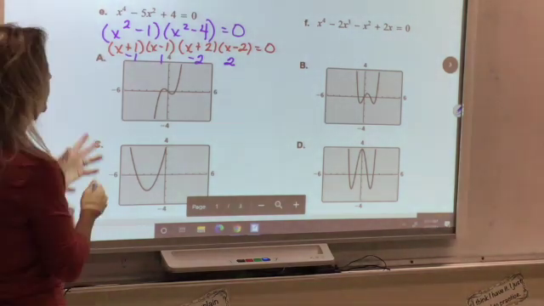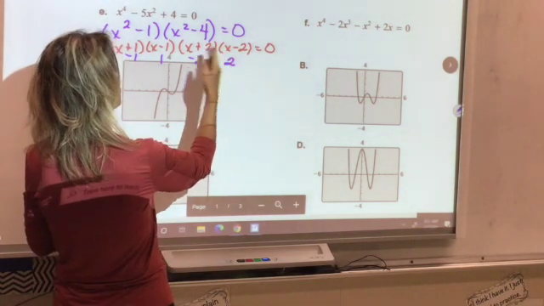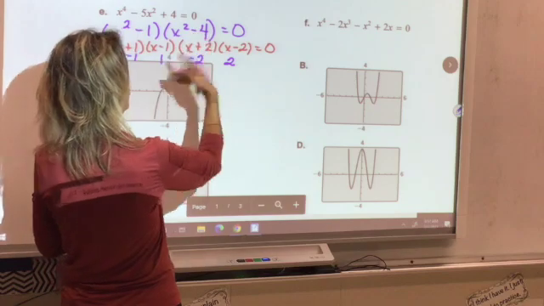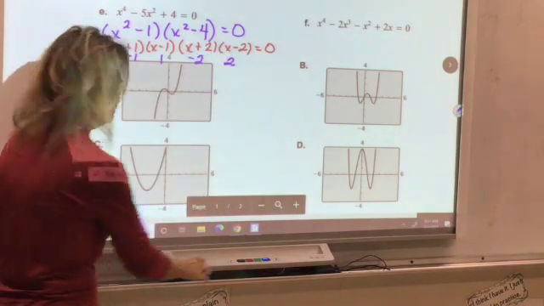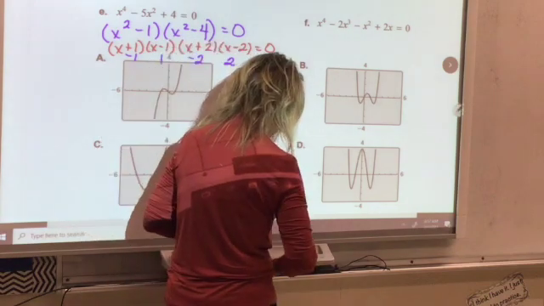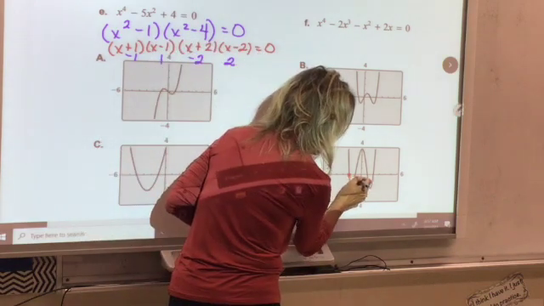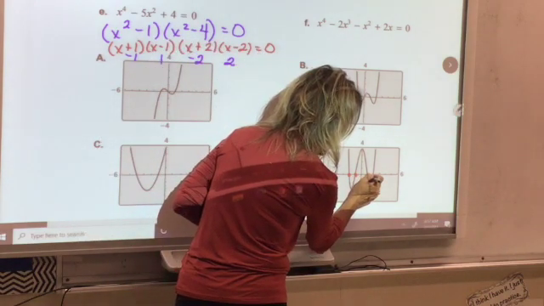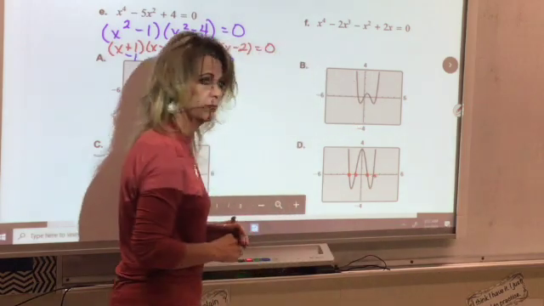Okay, so I have my 4 solutions. Negative 2, negative 1, 1, and 2. It is D. I've got my negative 2, my negative 1, positive 1, positive 2.